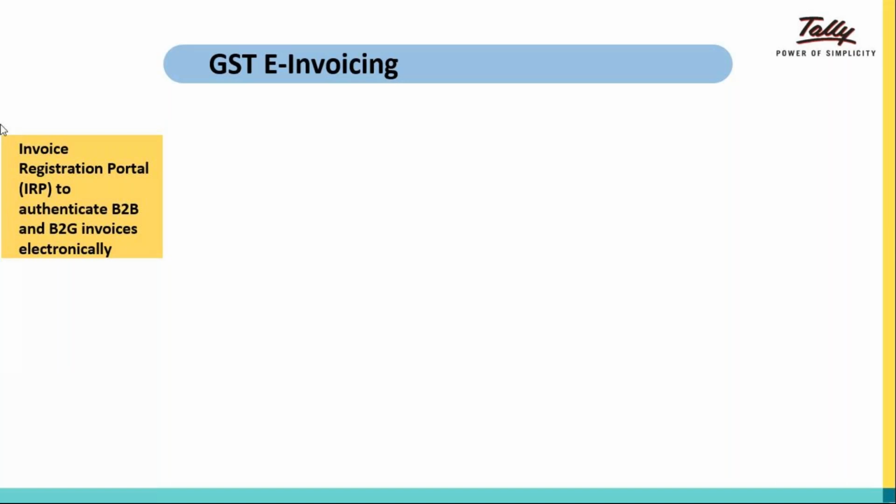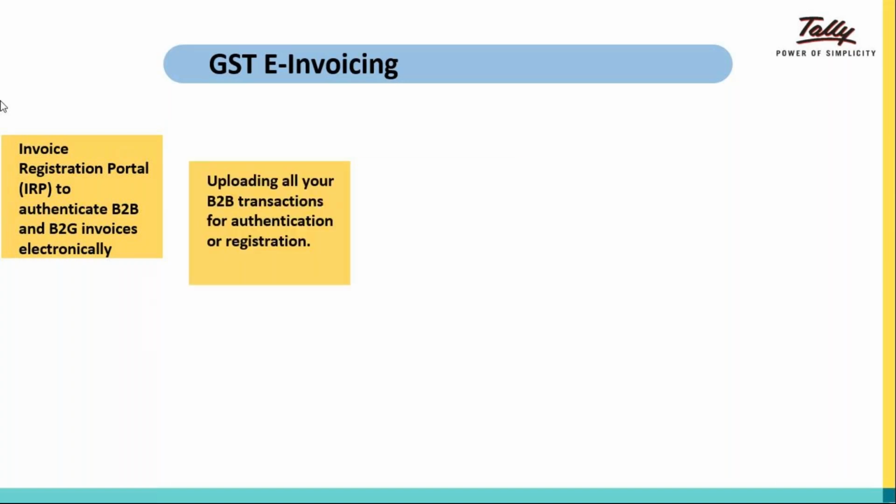So if you want to authenticate your B2B and B2G invoices, you have to authenticate it electronically in the invoice registration portal, IRP. Remember this. So this is what we mean by e-invoicing. So uploading all your B2B transactions for authentication or registration. Even the government has to have a look at your B2B transactions in order to authenticate them. So for that, we will be uploading this B2B information in the invoice registration portal. So this process is called e-invoicing.